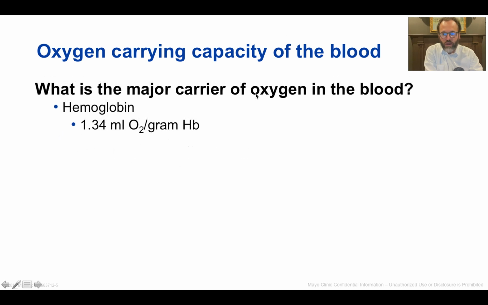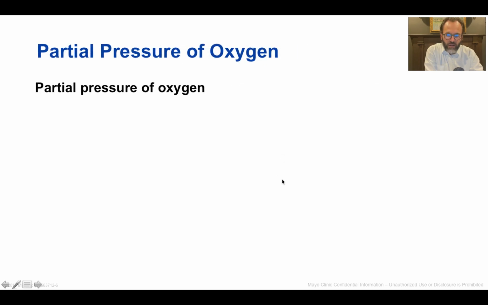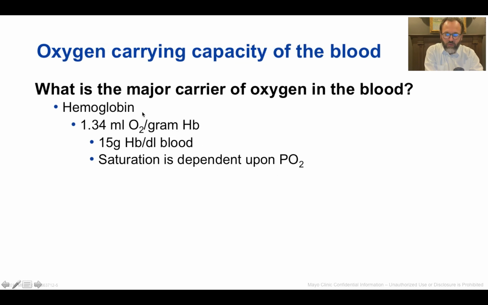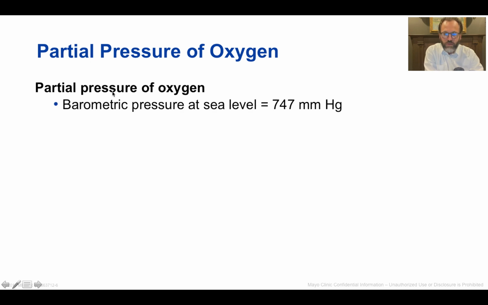And when we show this quantitatively, you can see that we've got about 1.34 mL of oxygen per gram of hemoglobin, 15 grams of hemoglobin per deciliter of blood, with its saturation being dependent on the partial pressure of oxygen. And we'll get into that calculation here. But you can see that already, from an overall capacity perspective, the collective capacity of hemoglobin to carry oxygen far exceeds that of plasma. So when we start to look at the partial pressure of oxygen now, we'll go through some of these calculations and assumptions.